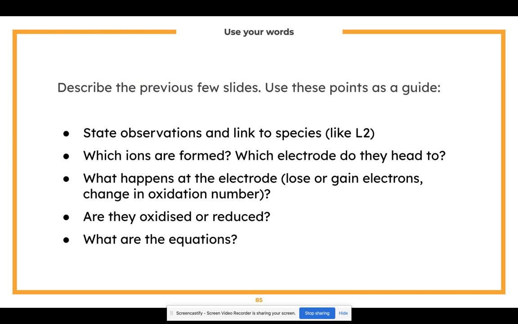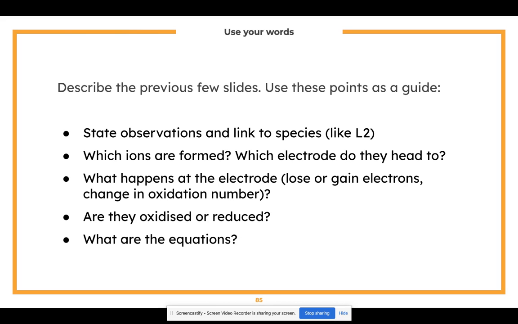So use your words, have a practice. Go through the last few slides, listen to the video again, and use these points as a guide. State your observations and link them to the species. What would you see and what causes that to happen? Talk about which ions are formed when that current begins and which electrode they head to and why. What happens at those electrodes? Do they lose or gain electrons?